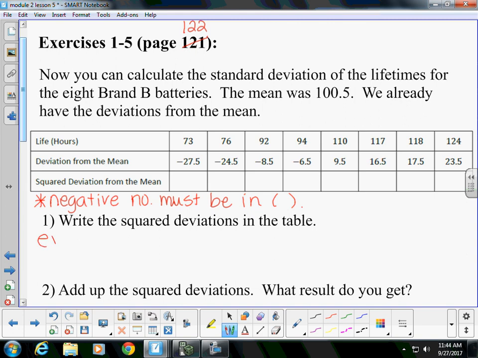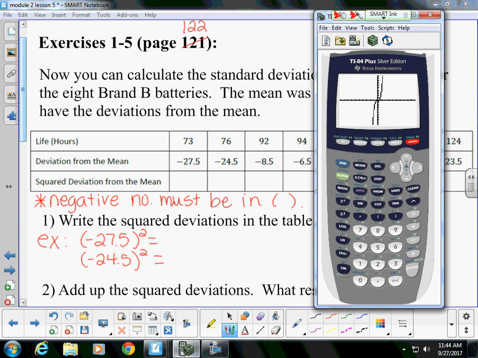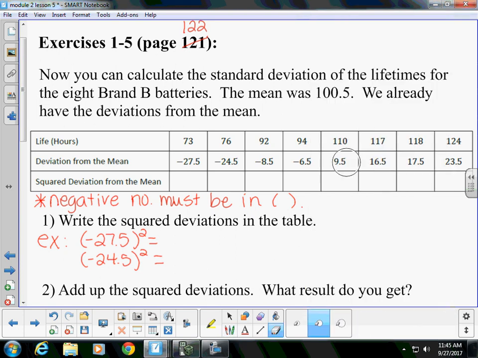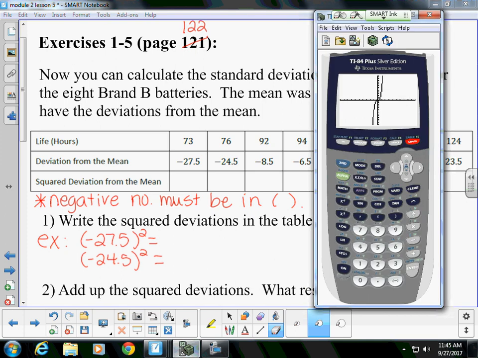Okay, so the first step is to write the squared deviations in the table. Just a quick example of what we're doing: we're taking, for example, negative 27.5 and squaring it and finding that answer. Then we're going to take negative 24.5, square that and get the answer. I'll show you what that looks like on my calculator. Remember, if you get to a screen on your calculator and you're not sure where you are, you can always do second and mode. That gets you back to your home screen.